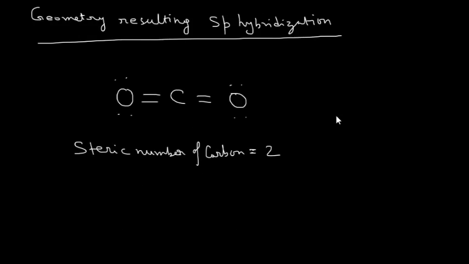Now, the geometry resulting from sp hybridization. Let us take an example of carbon dioxide. From the structure, we can see the number of sigma bonds for the carbon atom is 2, because pi bonds are not considered in the steric number. In the calculation of steric number, only sigma bonds are considered, so we have 2 sigma bonds, and therefore the steric number is 2. Therefore its shape is linear.